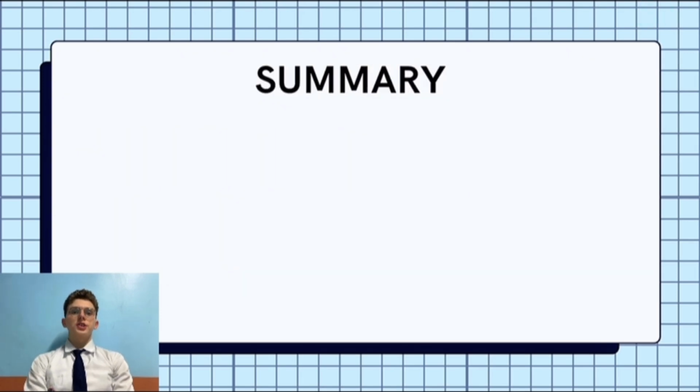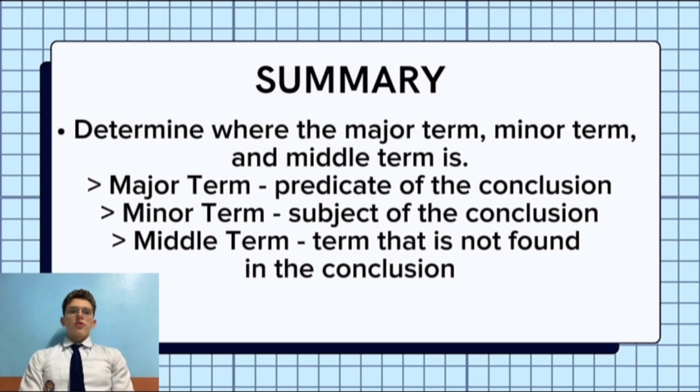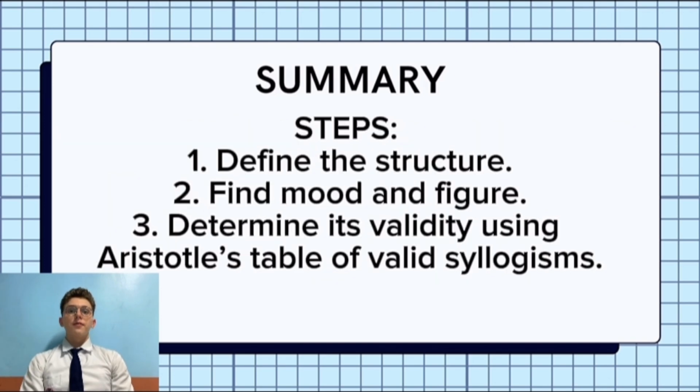Before I end the discussion, let's have a quick review. Always remember to determine where the major term, minor term, and the middle term is. The major term is the predicate of the conclusion. The minor term is the subject of the conclusion, and the middle term is a term that is not found in the conclusion. After defining the structure, you must now find the mood and figure, so you should look for the positions of the middle term. Lastly, determine if the figure and mood correspond to the standard table that determines its validity.